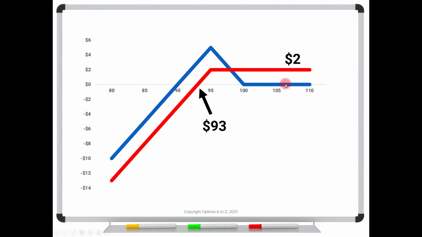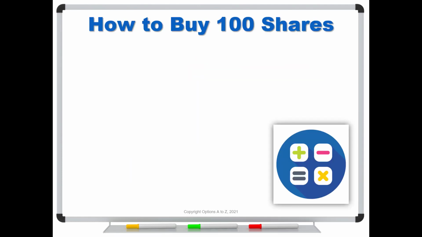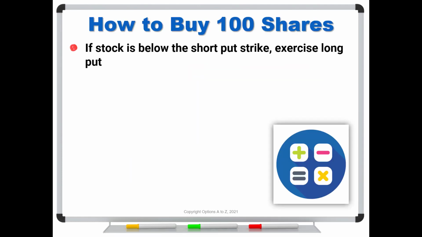But the bigger question right now is how does this graph right here in blue, the ratio put spread, allow you to potentially buy 100 shares? Well, here's what's going to happen. If the stock price is below the short put strike, all you have to do is exercise your long put. So in this example, if you exercise your long put, you are going to sell 100 shares. Isn't that what happens when you exercise a put? You sell shares of stock.